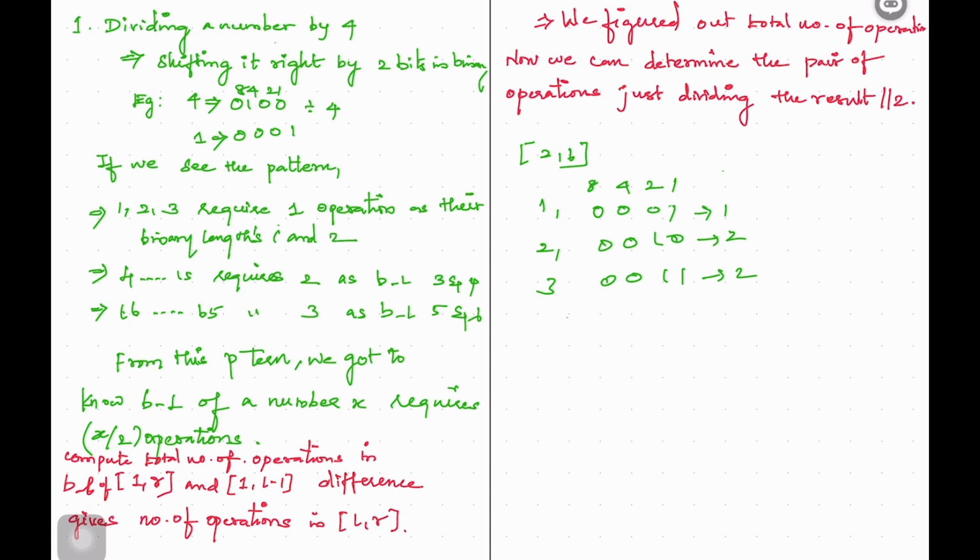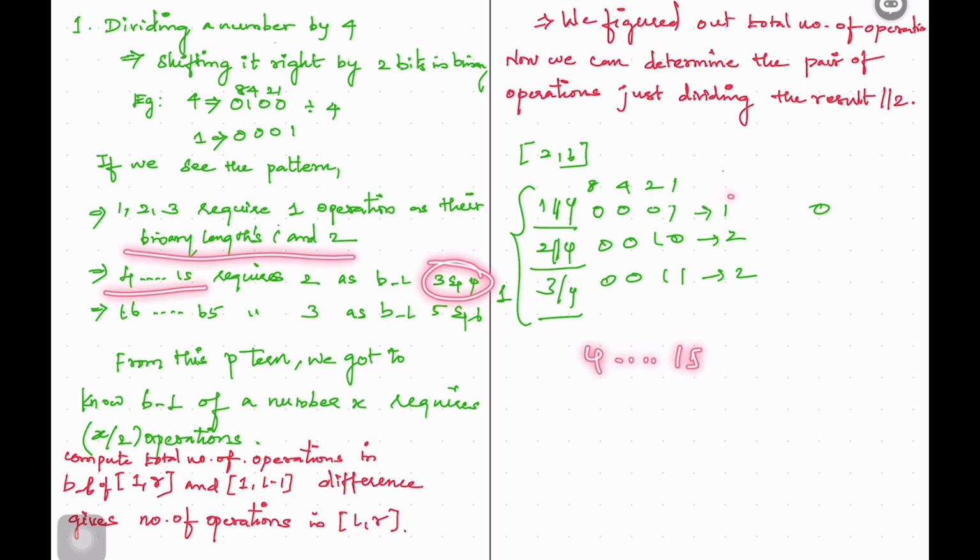Now to divide these by 4, 3 by 4, 2 by 4, 1 by 4 will require how many operations? Each of these requires only one operation to make it 0, right? So 1 by 4 will give you 0 in one operation. When you divide one time, it will give you 0. So that's what I mentioned here: 1, 2, 3 require one operation as their binary lengths are 1 and 2. Binary lengths 3 and 4 cover 4 till 15, which require two operations.